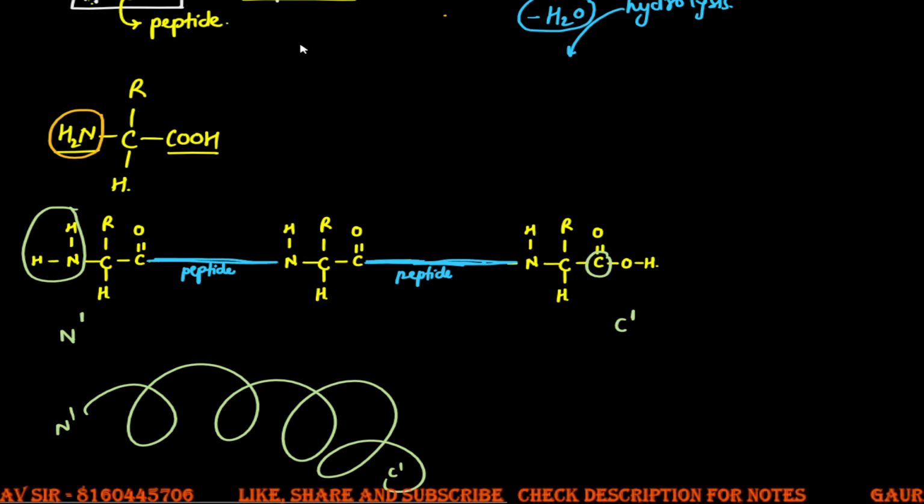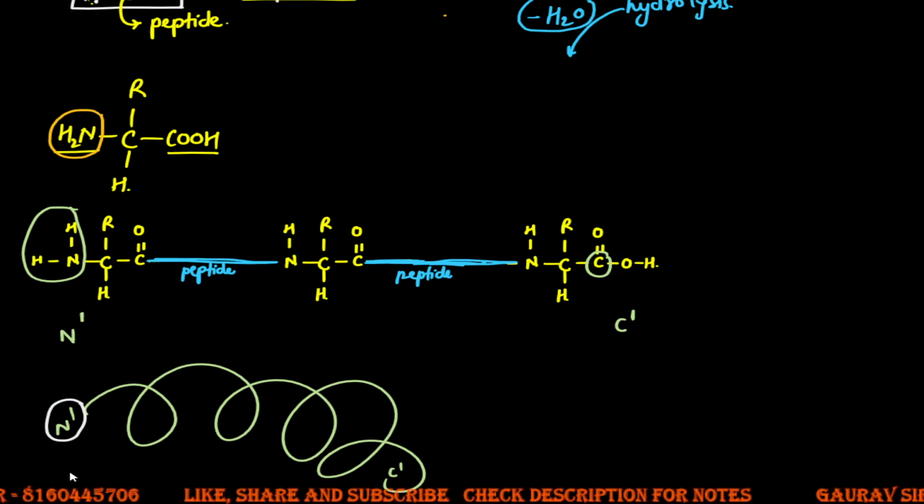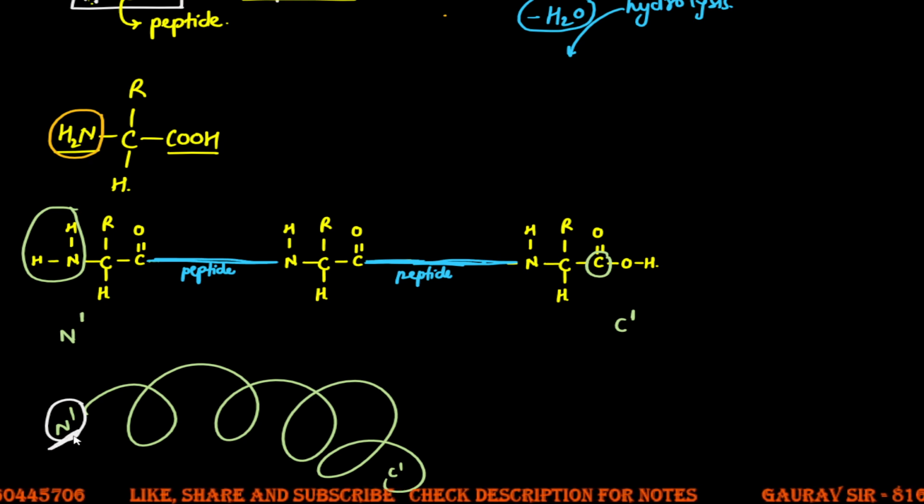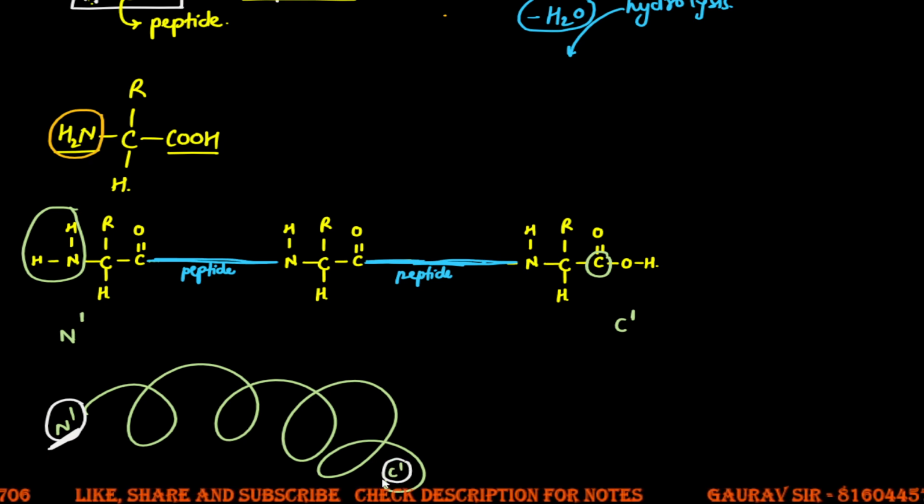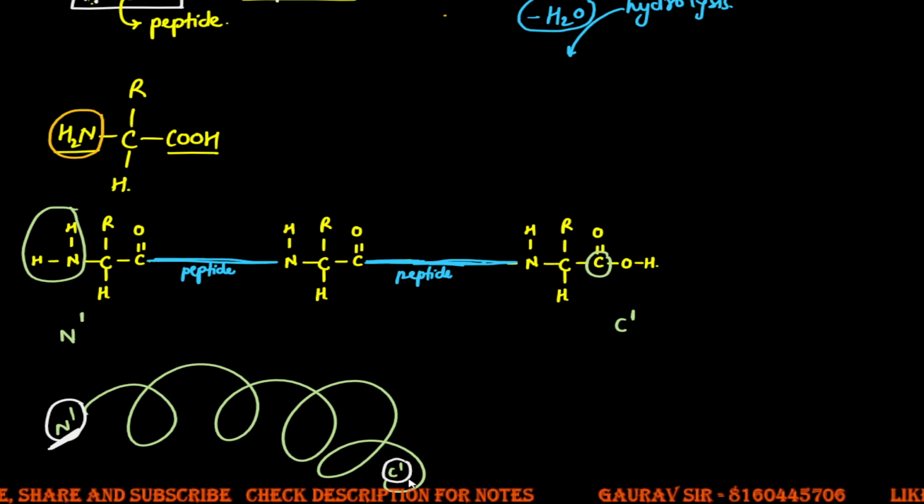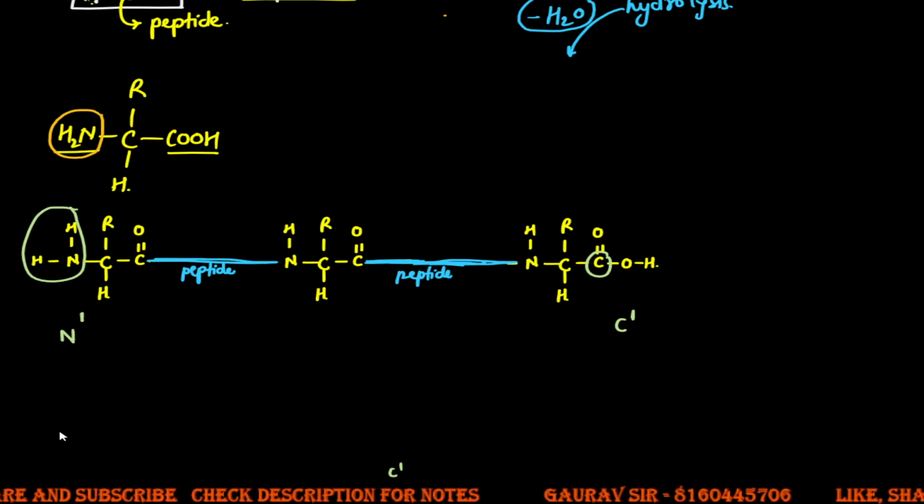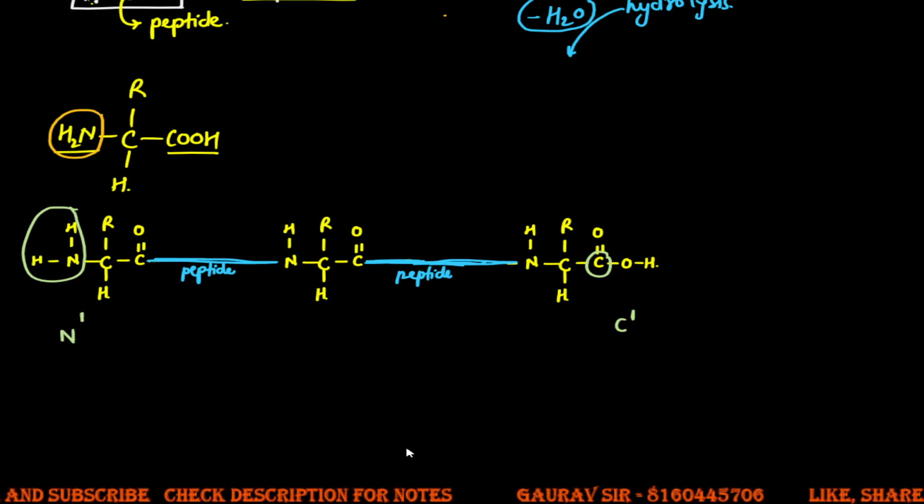Whenever you see this N prime, you get an understanding that if a new amino acid is to be added, it would be added to the amino group. When you see the C prime, you'll get an understanding that if an amino acid is to be added, it will get added to what functional group of the amino acid? It will get added to the carboxylic group. So you have the right side of the amino acid with N prime, and the left side of the amino acid with C prime.